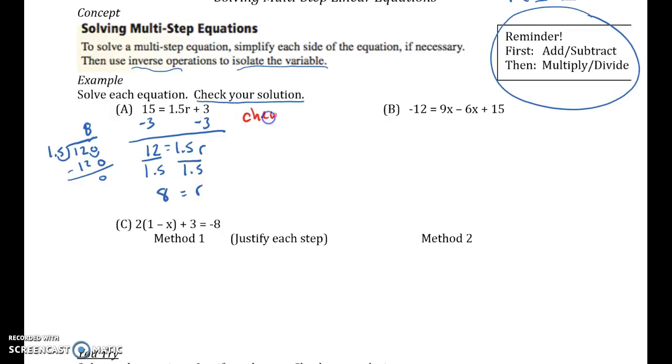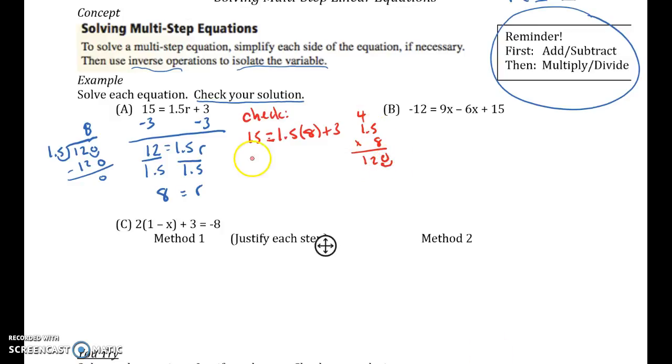So I'm going to go ahead and do the check here in red. So I'm going to take 15, make that equal to 1.5, and instead of r, let's plug in 8 plus 3. And again, if you need to do that multiplication on the side, feel free and do that, right? So 1.5 times 8, 40, 8 plus 4 is 120. There's one decimal, so I'm going to move that decimal point over and make that 12.